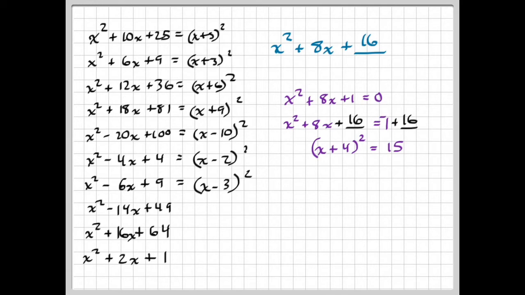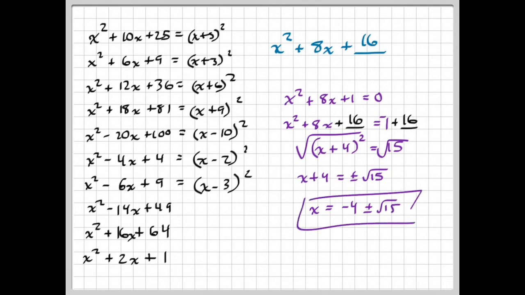All right, so how can I get the x alone now? Square root both sides. Now I have x plus 4 equals plus or minus the square root of 15. Then I would subtract 4 from both sides. I would get negative 4 plus or minus the square root of 15. And I cannot simplify 15. So those are my two answers: negative 4 plus rad 15 and negative 4 minus rad 15. Those are my answers to this nasty dude right here.